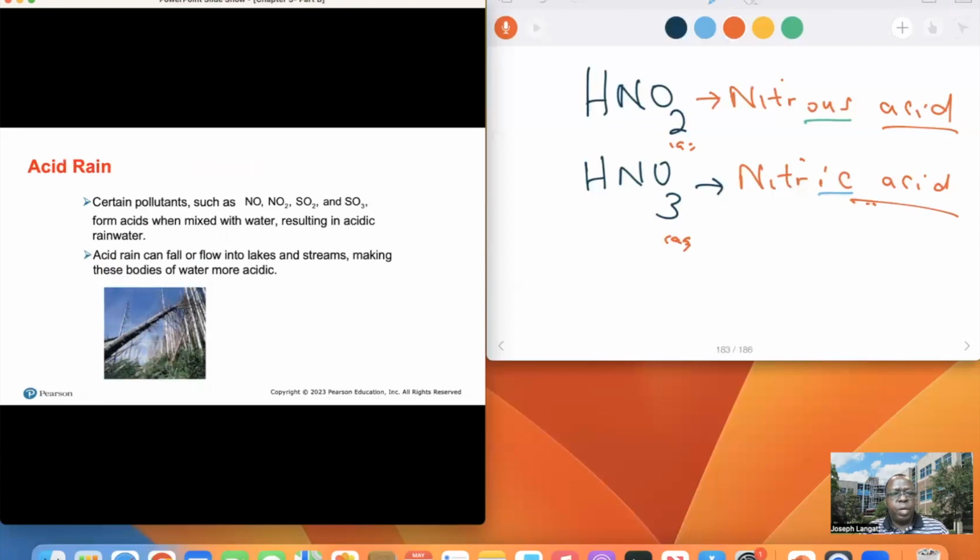You can read more in the text about acid rain and what causes acid rain.